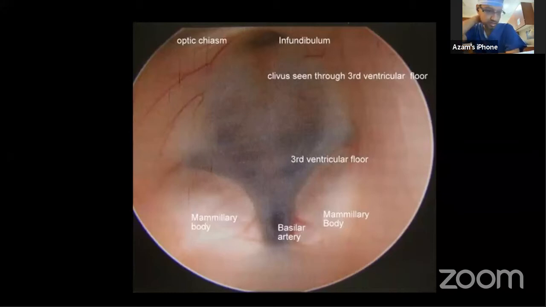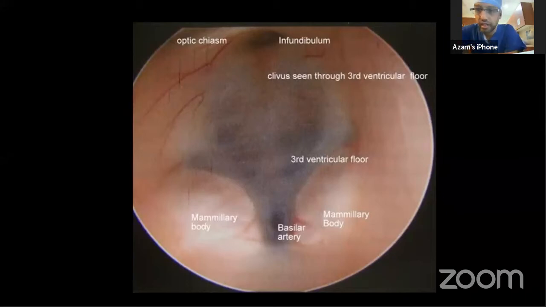And there's a quote unquote cookie cutter technique that you can use when the interval between the clivus and the basilar is very, very narrow. You can initially make your opening right on the clivus. I don't do that routinely, but in cases where that interval is very, very narrow, that is a very good strategy for making a safe opening in the floor of the third ventricle.